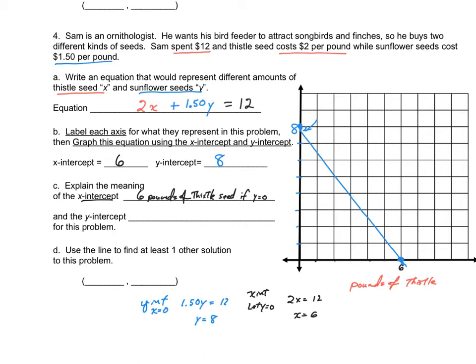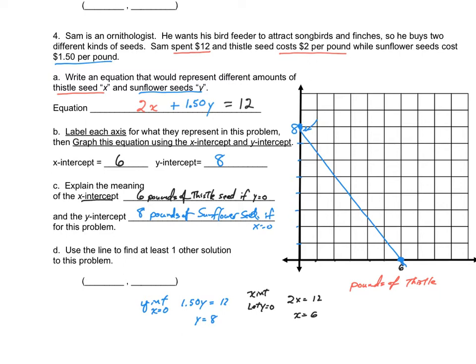What does that mean? That means if you bought 0 pounds of thistle seed, you could buy 8 pounds of sunflower seed, if x equals 0. The one other solution that we're looking for on that line is where the line would intersect whole... well, actually, it doesn't have to be whole numbers. You can buy fractions of a pound. You can buy 3.5 pounds of sunflower seeds if you want to. The previous problem with the movie tickets had to be whole numbers because you can't buy half a movie ticket for a person.